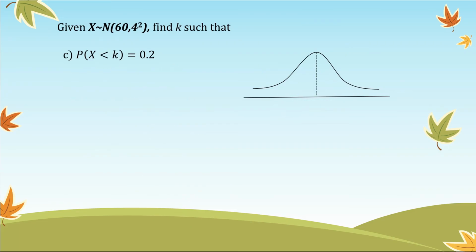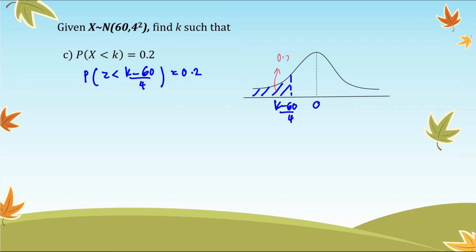For C, we want to find the probability when x less than k equals 0.2. First, we standardize, so P(Z less than (k minus 60) over 4) equals 0.2. Now we want to shade the area in the bell curve. This is the area, for Z less than (k minus 60) over 4, 0.2.